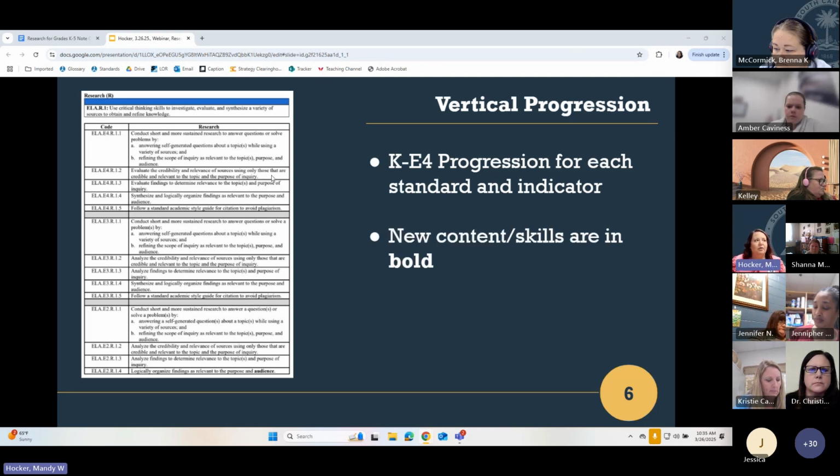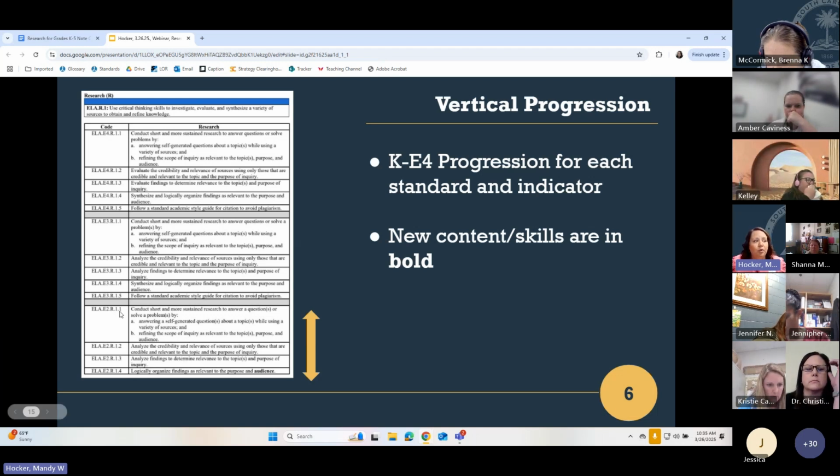Now, as always with our vertical progression, any new content or skills is going to be in bold. But for our research vertical progression, it's organized differently in that all 5 of the research indicators are chunked together by grade band. So if you look at this example here, you see English 2 at the bottom and R 1.1 through 1.4, and I think 1.5 goes on to the next page. But then we look at English 3 has R 1.1 all the way through 1.5. So they're chunked a little differently than how we typically see a vertical progression.